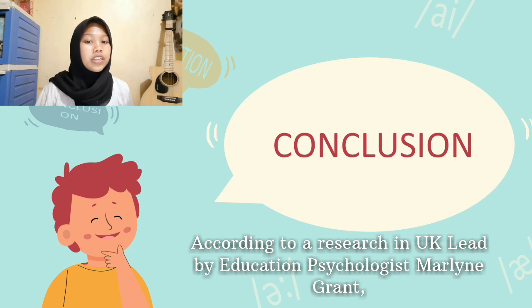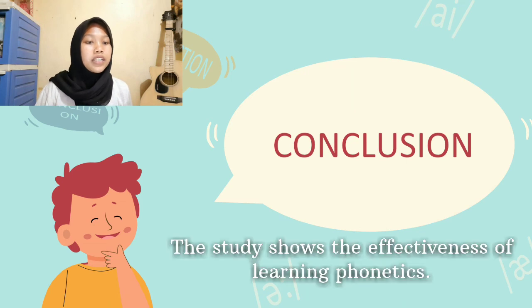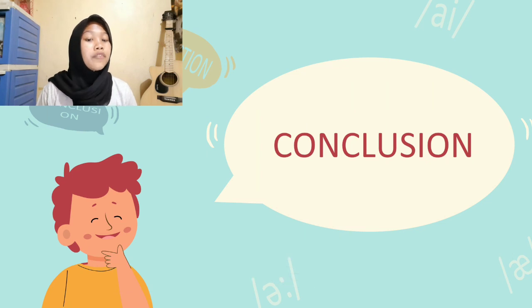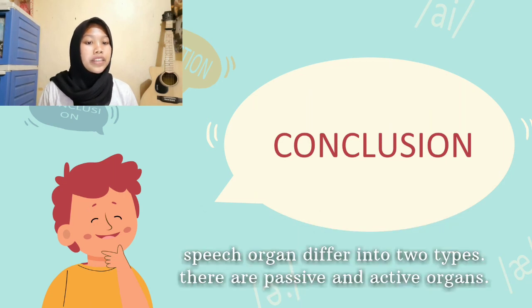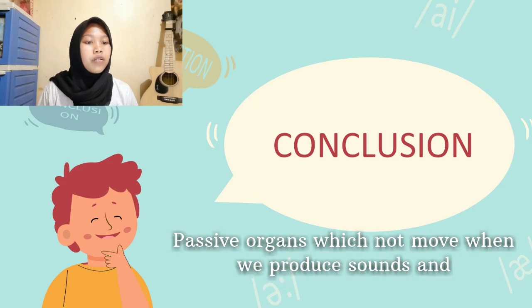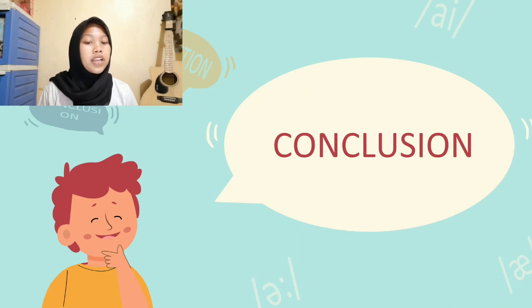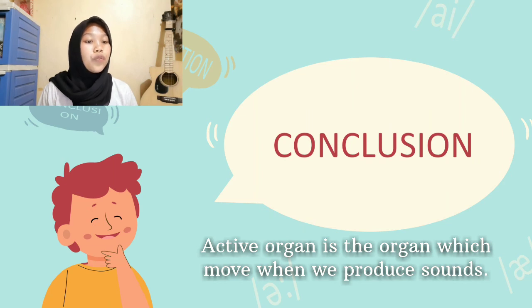According to research in the UK led by educational psychologist Marilyn Grant, the study shows the effectiveness of learning phonetics. For the conclusion, speech organs are the kind of organs in the human body which support people to verbalize and produce sounds. Speech organs differ into two types. There are passive and active organs. Passive organs are organs which do not move when we produce sounds, and active organs are the organs which move when we produce sounds.